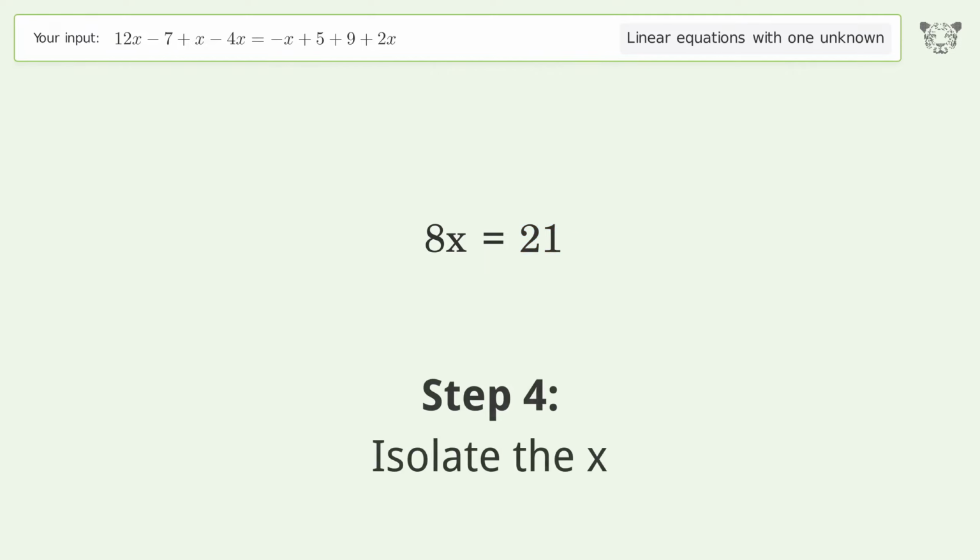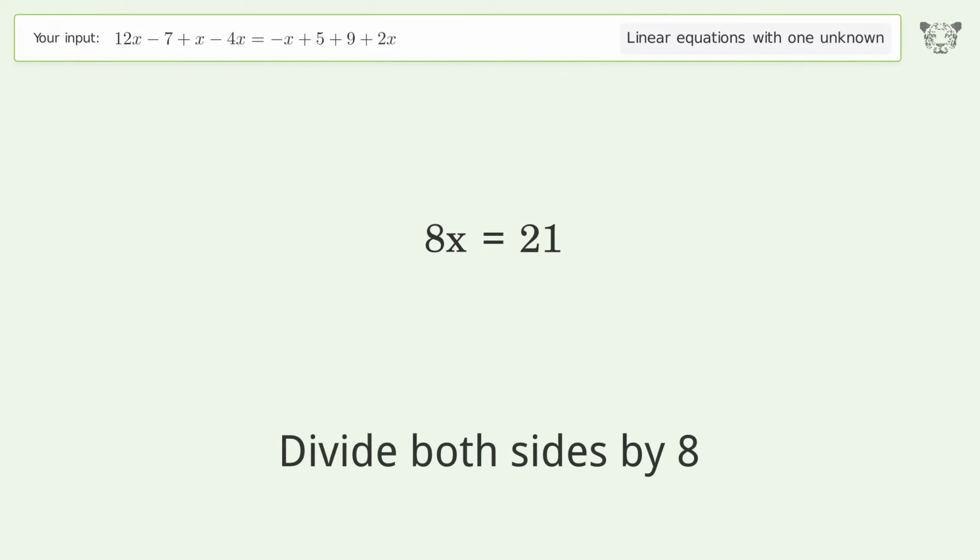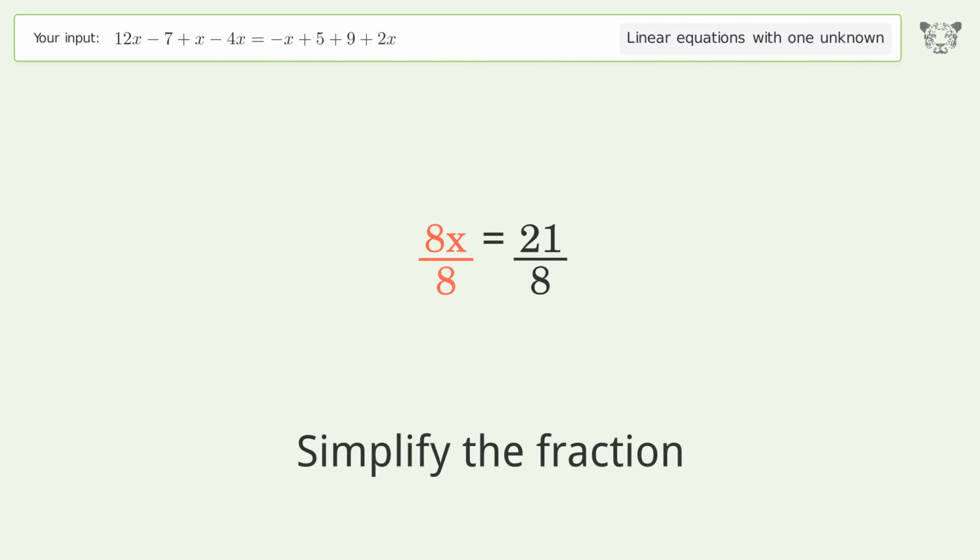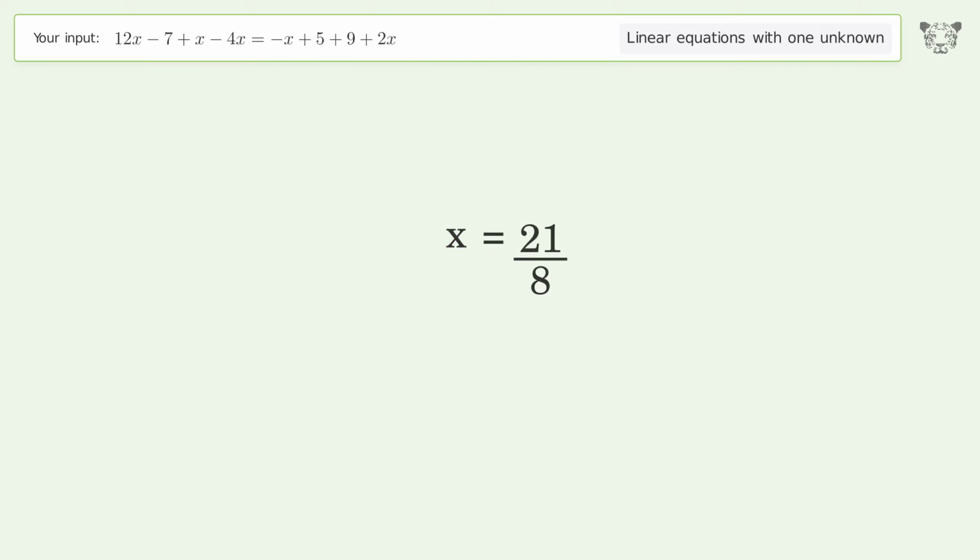Isolate the x. Divide both sides by 8. Simplify the fraction. And so the final result is x equals 21/8.